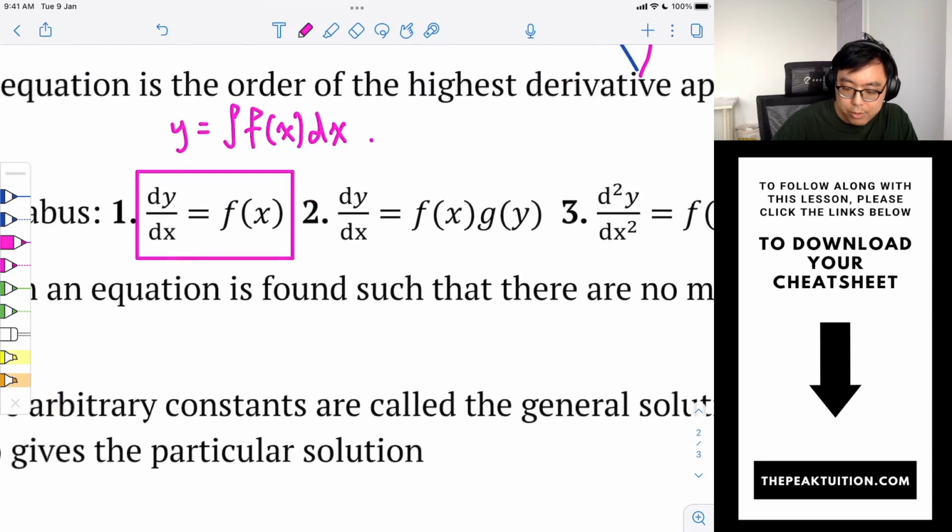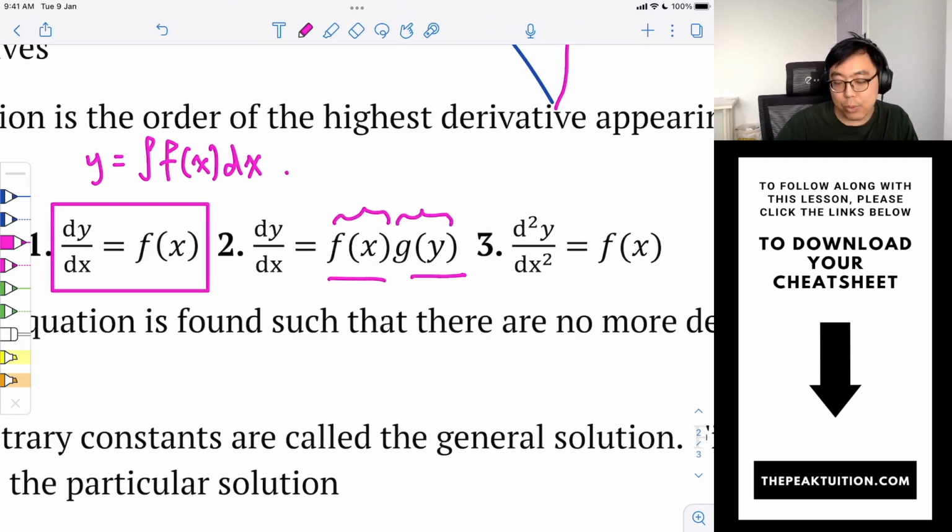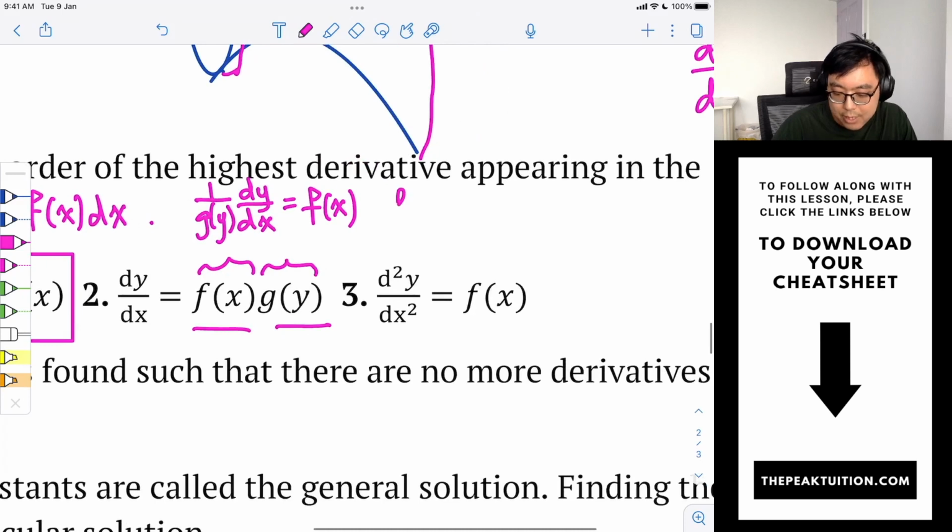So the most straightforward type is just a simple integration. The second one is what we call a separable differential equation. What we mean by separable is that we can group all the x terms together into a function, multiplied by all the y terms grouped together in another function. So we can write (1/g(y)) dy/dx equals f(x). Then we can integrate both sides with respect to their own variables. The left hand side we integrate with respect to dy, and the right hand side we integrate with respect to dx.